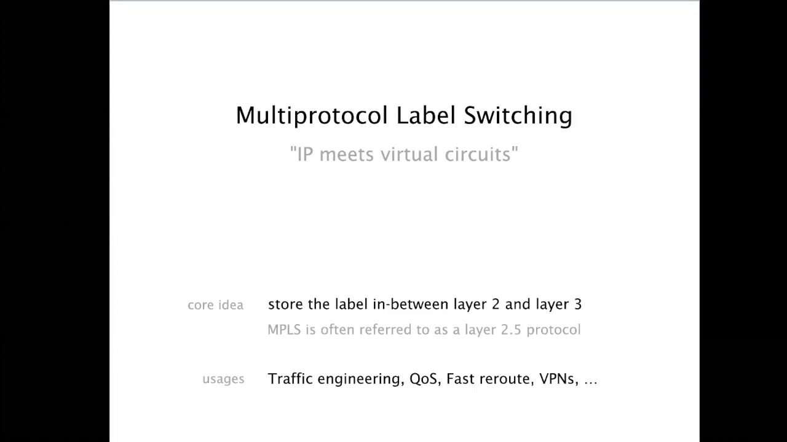And then the core idea, and that's basic, you will see, is just that we'll have an extra label, and we'll insert that label between layer 2 and layer 3. So we'll have the Ethernet layer, then we'll have this MPLS label stack, and then we'll have the IP header. And so that's why you will often see MPLS referred to as a 2.5 networking protocol. It's not really layer 2, it's not really layer 3 either, it's somewhere in between. So it actually doesn't fit perfectly in the OSI stack, but that's okay.